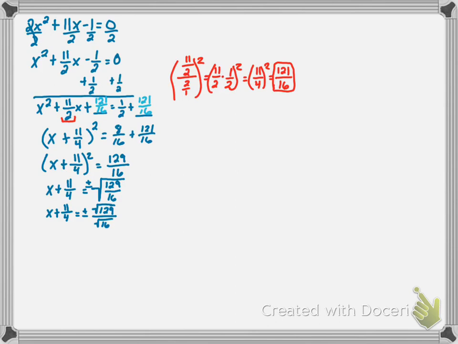And now we just need to simplify. So we've got our x plus 11 over 4 equals a positive or negative. Square root of 129 does not simplify. Square root of 16 does. It simplifies down to 4. And then our last part of this is that we need to get x by itself. And so we're going to subtract 11 over 4.